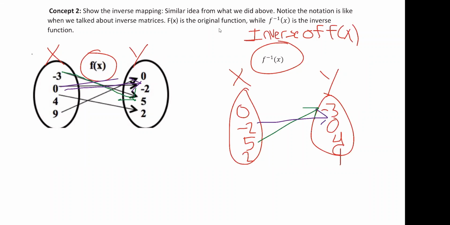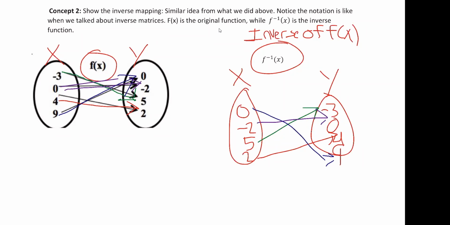Our third arrow is kind of sloppy. It's coming from the 4 and it goes to the 2. So we do the opposite. So 2 would go to the 4. Then our last one, we have 9 goes to 0. So that means 0 goes to 9. Oops. Sorry, it's a little sloppy, but that's the idea.